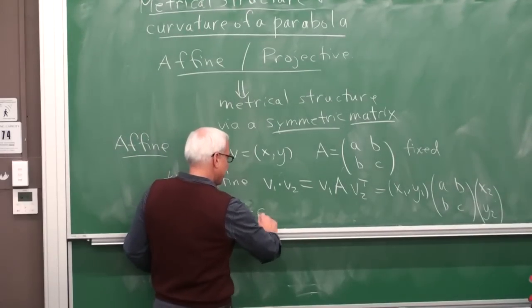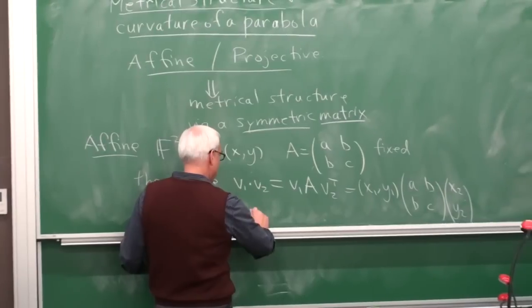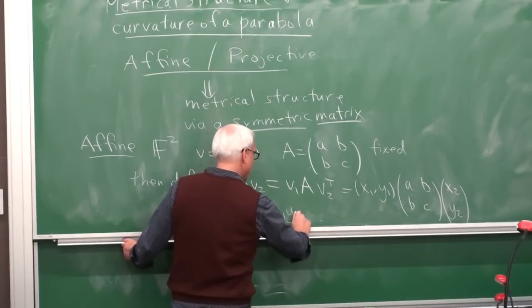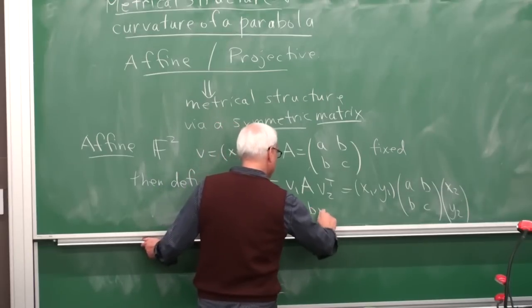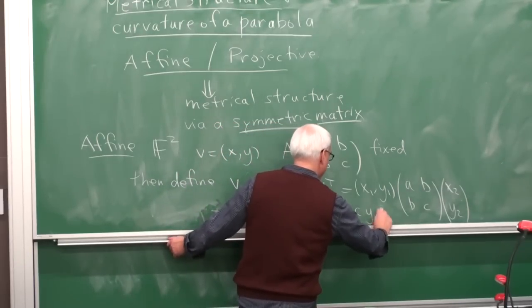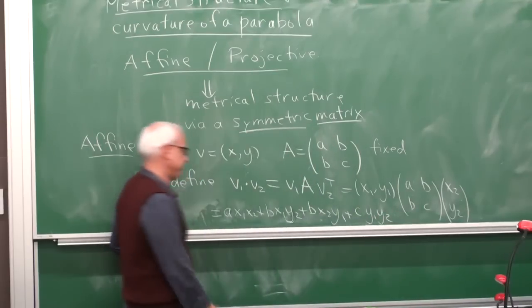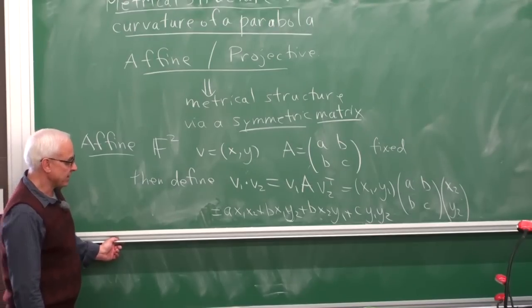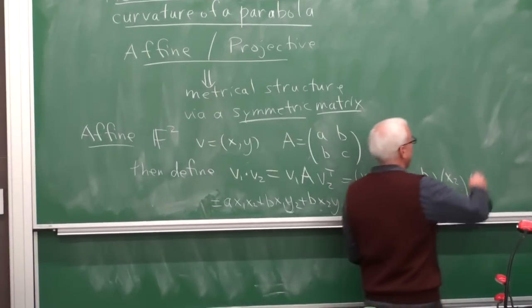Specifically, that's A x1 x2, plus B times x1 y2, plus B times x2 y1, plus C y1 y2, in this case. All right, so that's an example of a symmetric bilinear form.